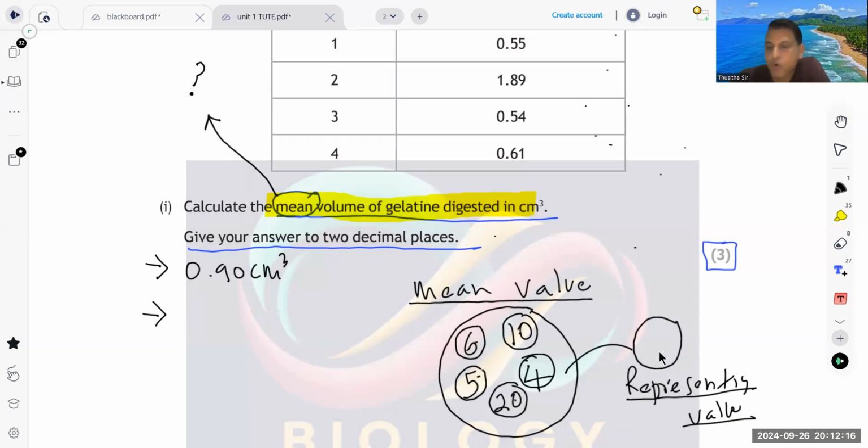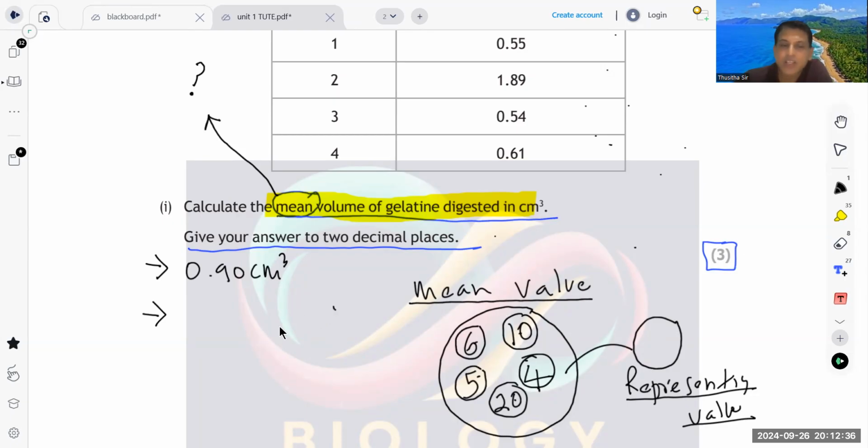I cannot take 4, 4 is too low. I cannot take 20, 20 is too high. But I can think about taking some value like 10, because it is in between 20 and 4. But I can't do it like that. There's a mathematical method to do that.